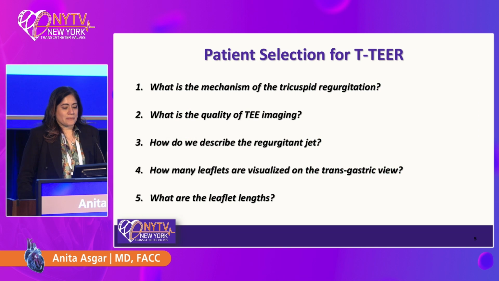So these are the things I think are probably the most important when we're trying to select patients for TEER. One, what is the mechanism of the tricuspid regurgitation? Two, what is the quality of the TEE imaging? And Rebecca Hahn is going to talk to us about this, but obviously we can't clip what we can't see. How do you describe the regurgitant jet? Because that will help you to understand what type of procedure you're going to be looking at, if you can do it. How many leaflets are you seeing on the transgastric view? So do you understand the anatomy? And then what are the leaflet lengths? Probably the less important of the five.